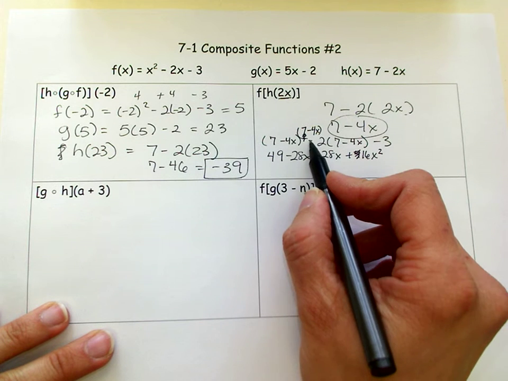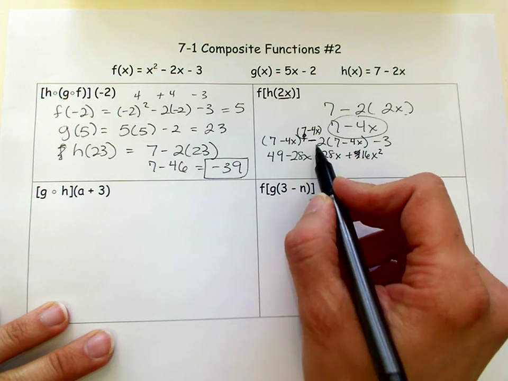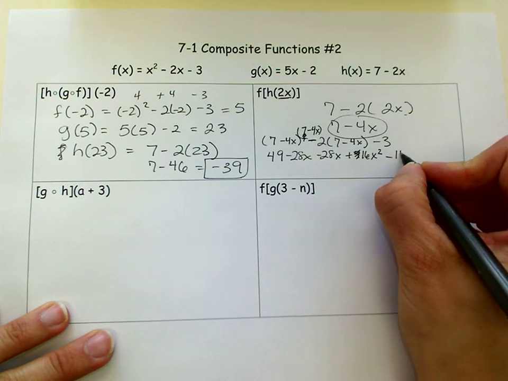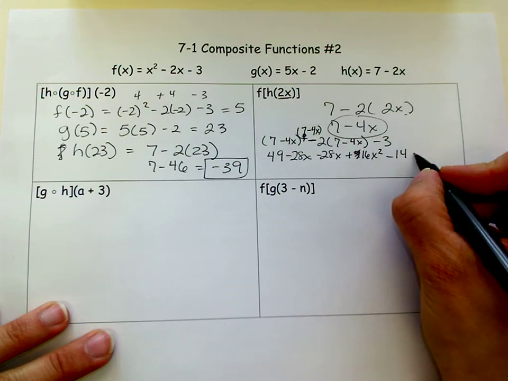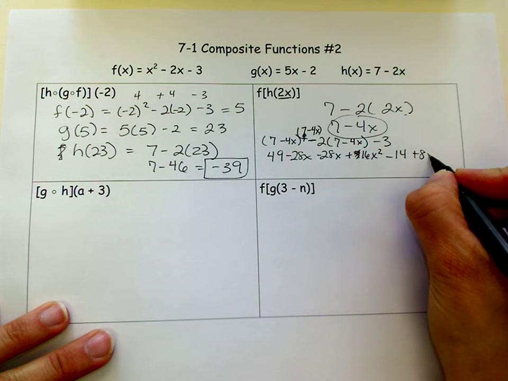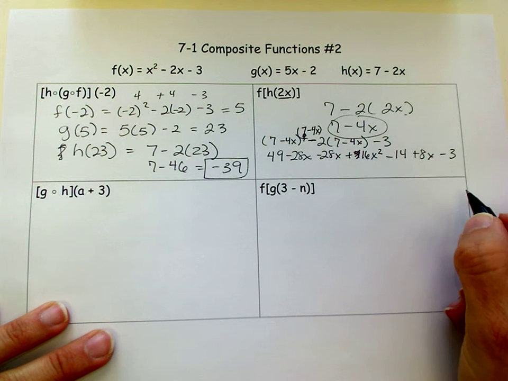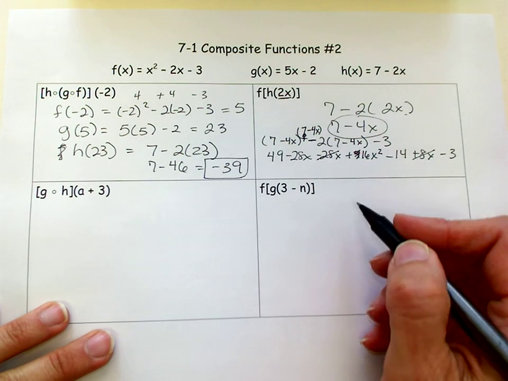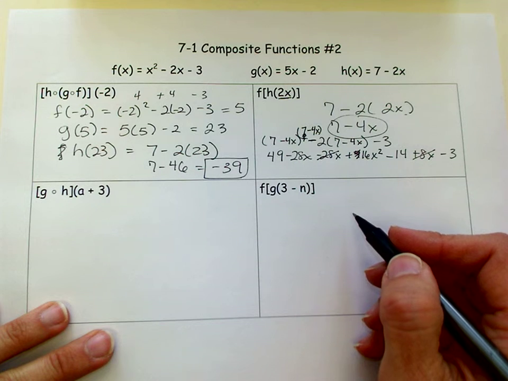Now I'm going to do this. Remember, there's a negative there, so I have to distribute that negative 2 into both of those. So negative 2 times 7 is a negative 14. Negative 2 times negative 4x is a positive 8x. And then I just tack on that minus 3. There's nothing to plug in there. So now I want to combine terms. Well, an 8x and a negative 28x makes a negative 20x.